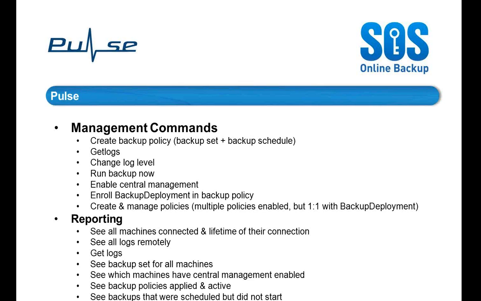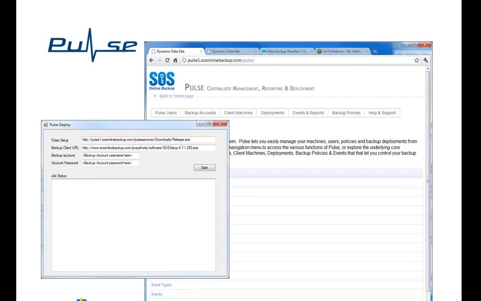On the reporting side, there's a lot of powerful reporting built in out of the box, and then you can customize reporting yourself. Out of the box, you can see all your machines that are connected and the lifetime of their connection. You see all the logs remotely, get logs, see backup sets for machines, see which machines have central management enabled, see backup policies which have been created or applied, which are active, which aren't active, see backups that were scheduled but didn't start. That's one of the most requested reports we've ever had, which is show me the backups that didn't start at all. Or you see backups that ran but perhaps had a few issues while they were running. We're going to see all that in the demo.